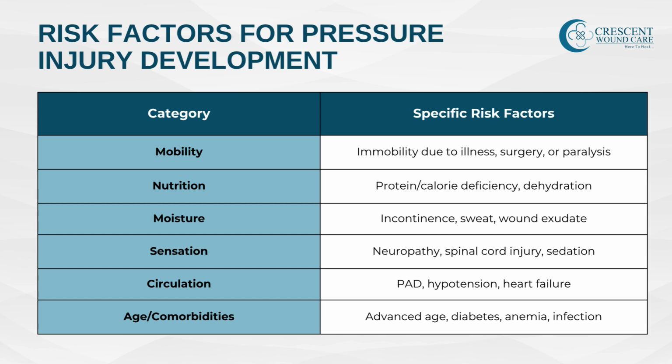Poor nutrition and hydration. Without enough protein and fluids, the skin and tissues lose their ability to repair and resist pressure. Excess moisture, from incontinence, perspiration, or wound exudate. Moist skin is fragile and breaks down faster under friction or pressure. Sensory deficits. Patients with conditions like diabetic neuropathy or spinal cord injury may not feel the pain or pressure that would normally prompt movement.